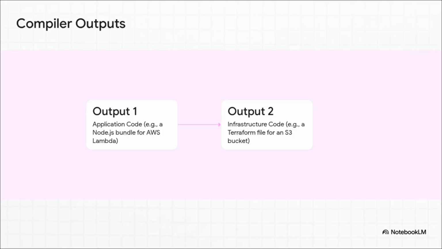And this is where the magic happens. When you compile that single line of code, the Wing compiler actually produces two different things. It spits out the application code that's going to run on a server somewhere, and it spits out the infrastructure code, like a Terraform file, that's needed to create that S3 bucket in the first place.